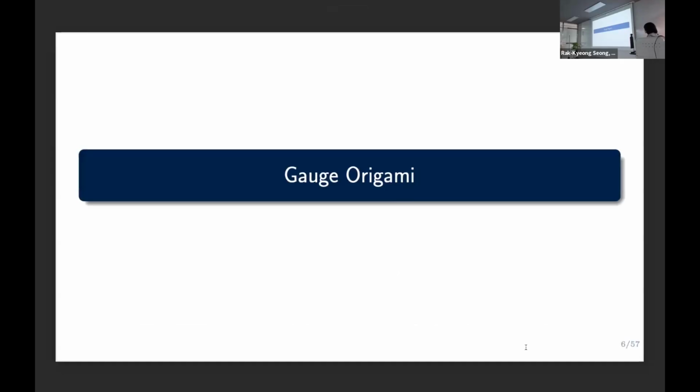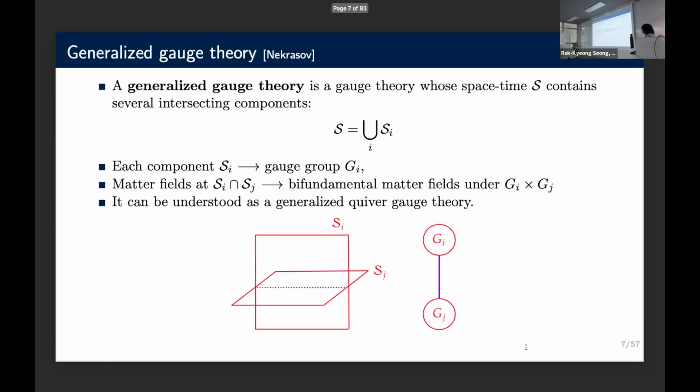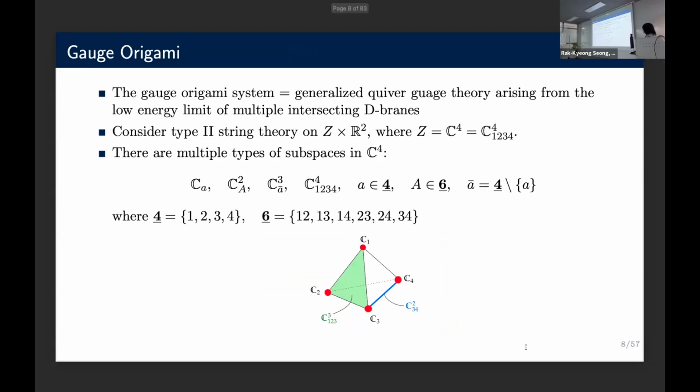All of the stories of QQ characters start from gauge origami, so let me briefly introduce it. Nekrasov introduced the concept of a generalized gauge theory, where the space-time contains several intersecting components. For each component you have a gauge group, and in the intersections you have some kind of matter fields. In this sense, you can understand it as a generalized quiver gauge theory. One example of it is gauge origami.